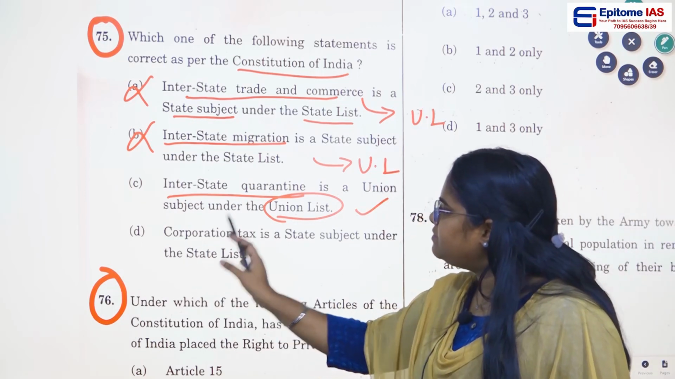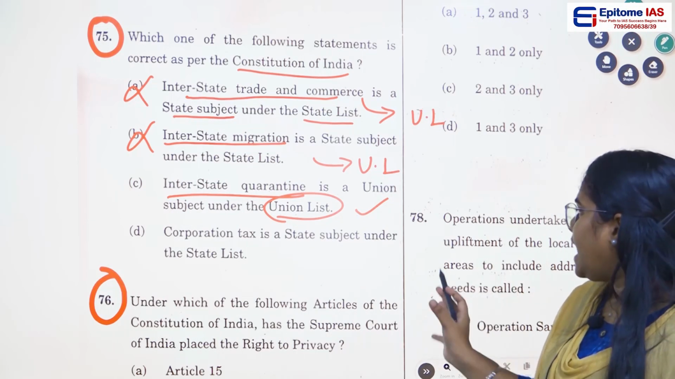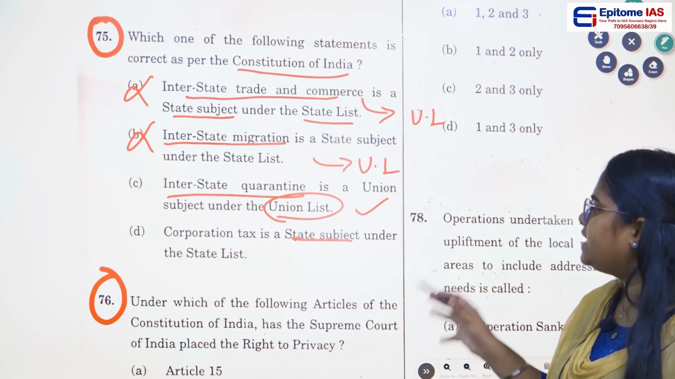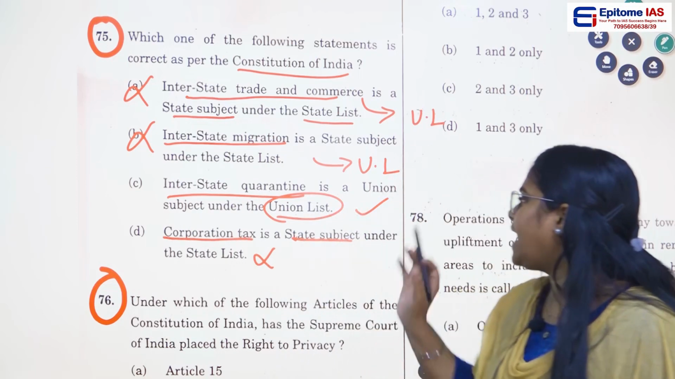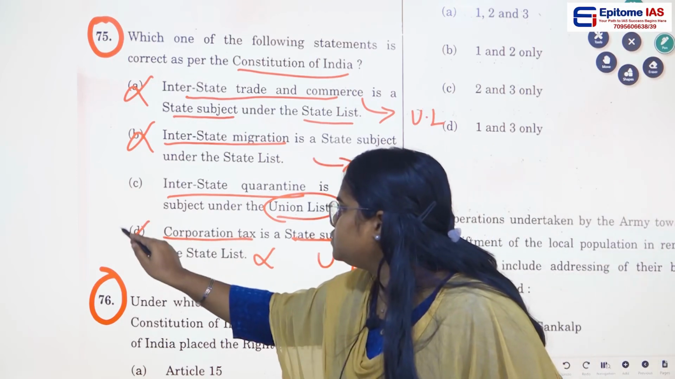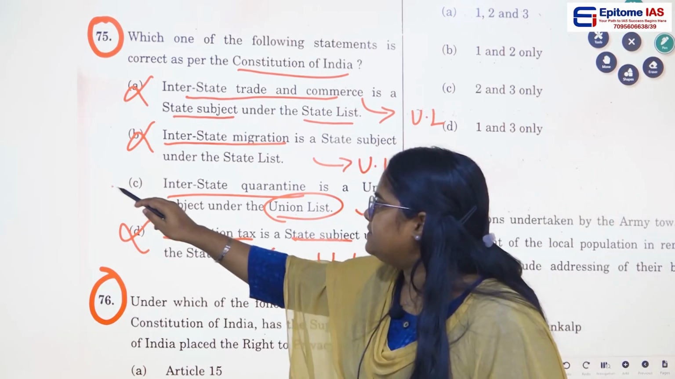And statement D, corporation tax is a state subject under the state list. This is also wrong because the corporation tax is related to the union list. So we can also eliminate this option. So the correct answer is option C.